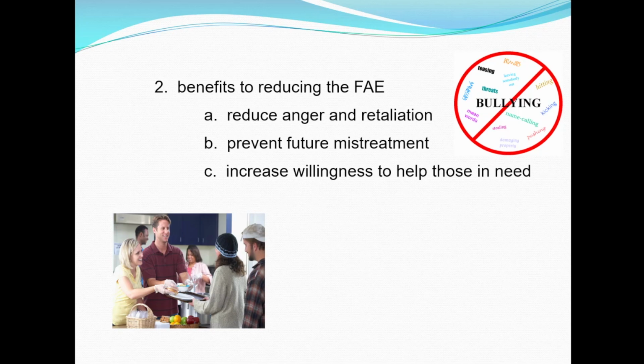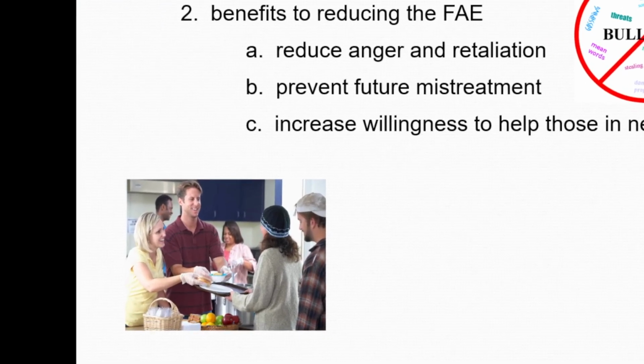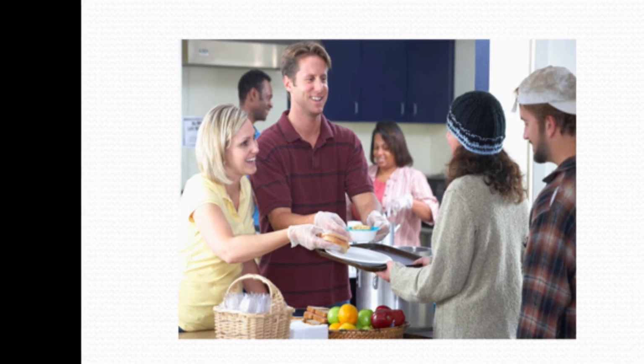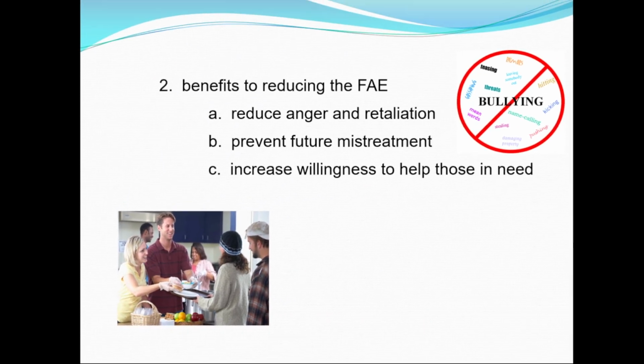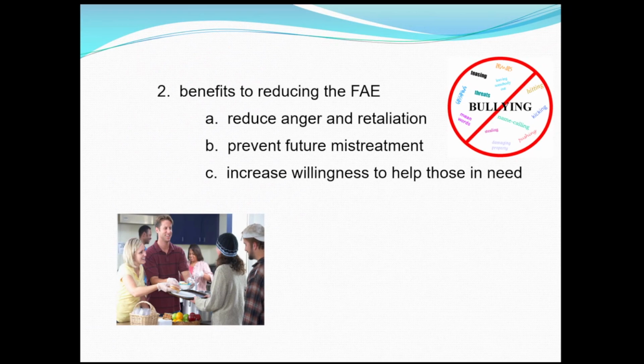Now I've got a picture of a homeless shelter or a food shelter here as just an example of how you can help people in need. And less fundamental attribution error increases the volunteer rates to go to places like food shelters and help out.